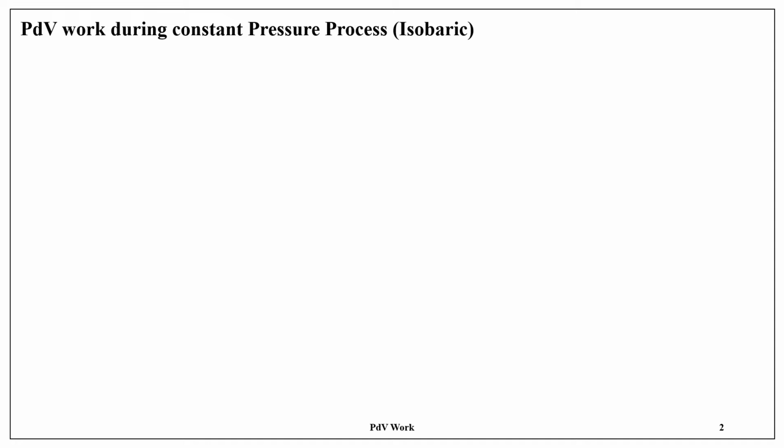Now, in this video, we will derive expressions for work done during different processes which a thermodynamic system may undergo. Totally, there are 5 processes. One is constant pressure, 2 is constant volume, third one is constant temperature, fourth one is polytropic process, and the fifth one is a reversible adiabatic process.